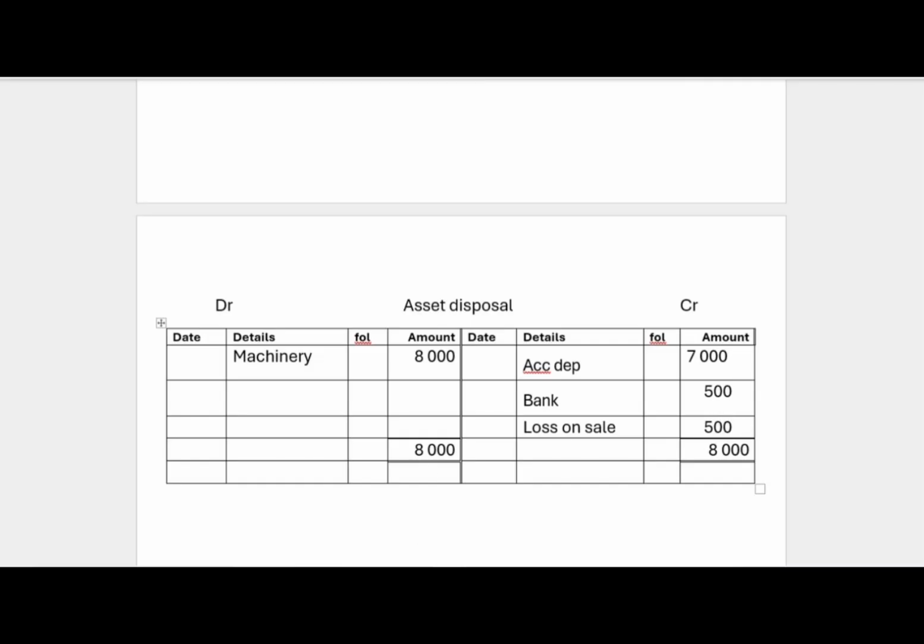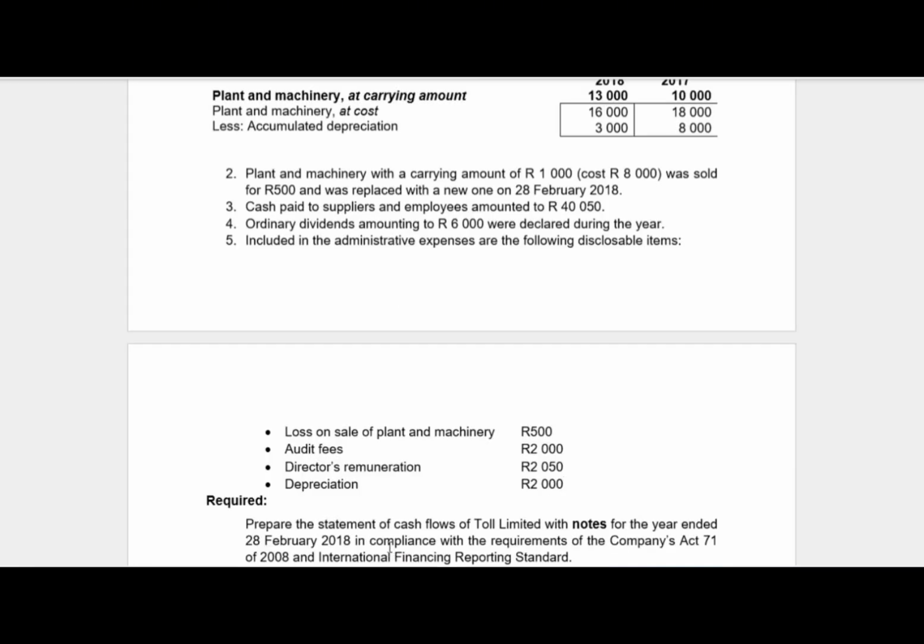Let's just go and double check that. So in this question, most of the things were given, so it's an easy question to do. I'm going to do a difficult one. This one is a warm-up, okay? So they say loss on sale of plant and machinery 500, and we got that one, right?